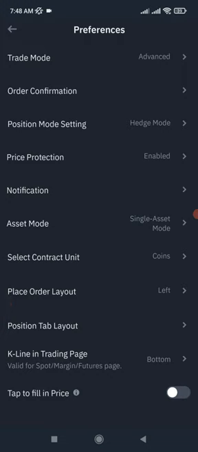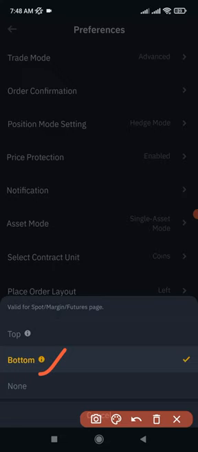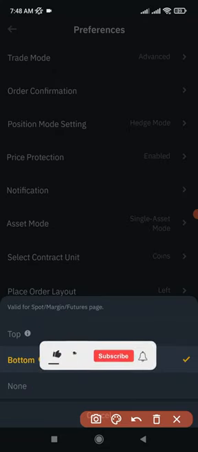And then we have the K line in trading page. K line in trading page, you can set where you want this, if it is at the top, at the bottom, or if you don't want it at all, you can go. K-line is the chart of that particular asset you want to trade, if you want it on the interface you are trading.